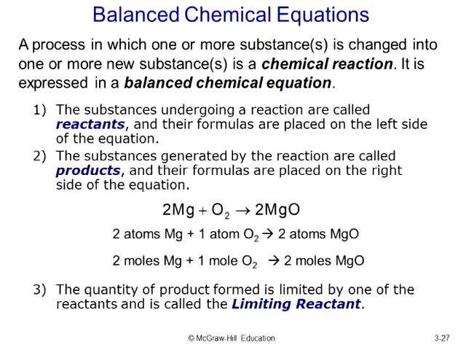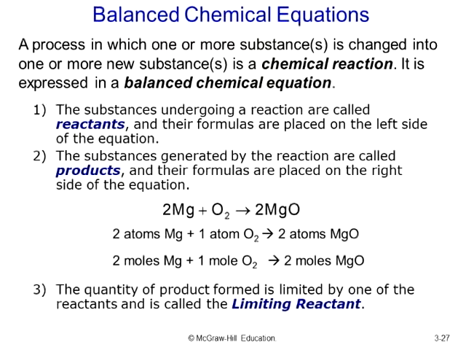So let's start the lecture by a recap of what a balanced chemical equation is and what we use a balanced chemical equation for. A process in which one or more substance is changed into one or more new substance is a chemical reaction. It is expressed in a balanced chemical equation. So when we look at a balanced chemical equation, and balance is a key term to consider, the equation must be balanced. When we look at a balanced chemical equation, we get an understanding of the type of reactions that we're carrying out and the types of products we're going to get at the end of that reaction.